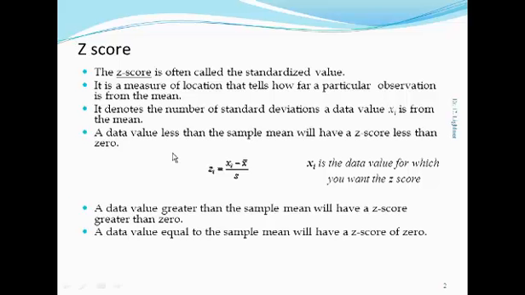The formula presented here on the slide is the formula that we will use to compute a z-score. The z-score for any data value xi is equal to xi, which is the data value that we want the corresponding z-score for, minus the mean, divided by the standard deviation.